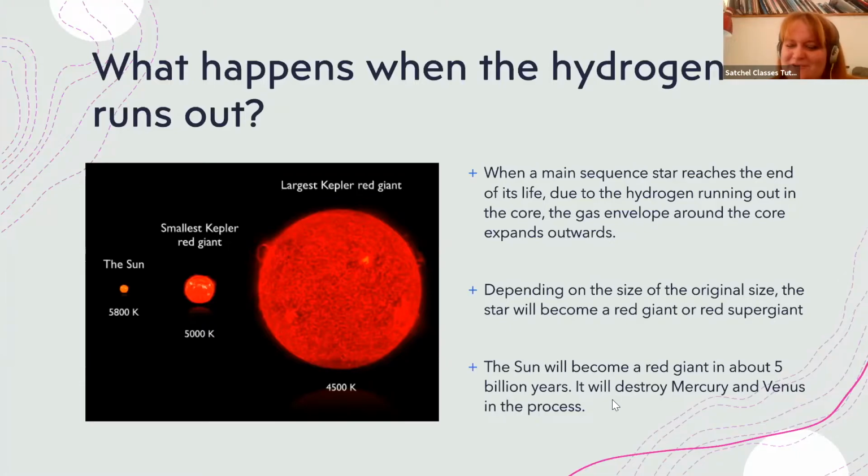It will destroy Mercury and Venus in the process. Yeah, it will. It would expand. So the actual star expands. It kind of loses its layers slowly in the process, becomes a red giant, and it will actually destroy the inner planets in the process. I think Earth will just be okay, but be very hot.